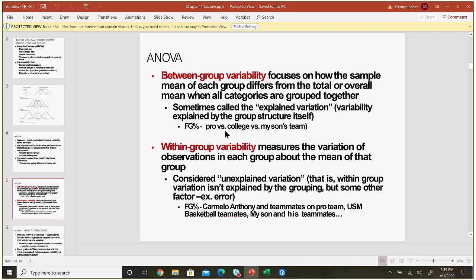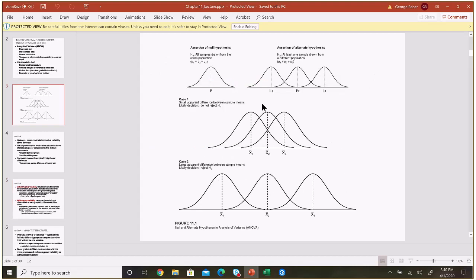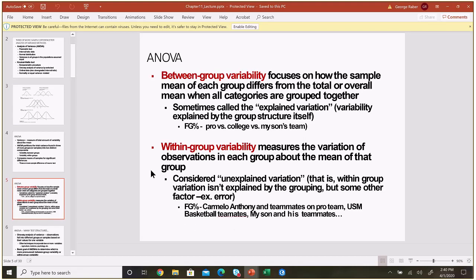The field goal percentage in a pro team versus a college team versus my son's team, if he was playing soccer anymore. Okay. So we're going to have a different average field goal percentage for those different groups. It's those values that we're looking at, comparing the means themselves to the overall mean. So the mean for the pro group, the mean from the college group, and the mean from the kids group.